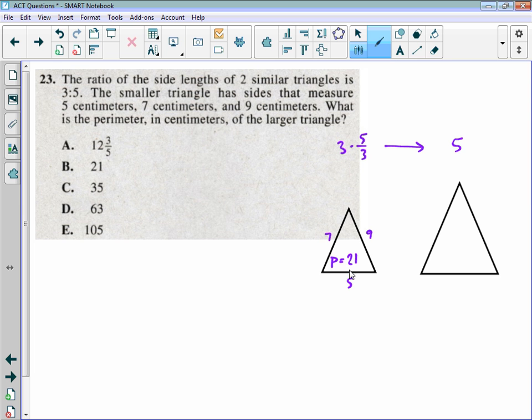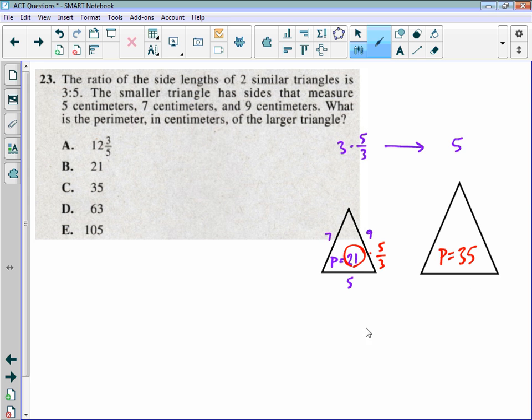So I'm going to take this perimeter and multiply it by 5/3. And again, you have your calculator, so if you're just putting that in your calculator, you can take 21 times, and then you're going to want parentheses, and you want to put 5 divided by 3. That's the same thing as 5/3 in there, and that would give me a perimeter here that's 35.